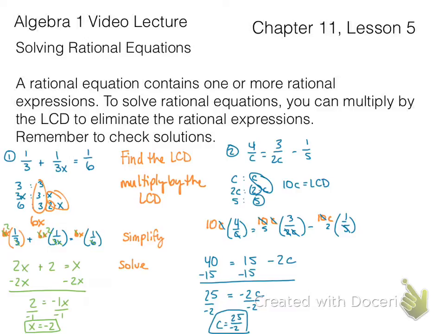So again, notice how the steps were exactly the same for both those problems. Find the LCD, multiply by the LCD, simplify, and solve. Pretty easy, right? Good. All right.